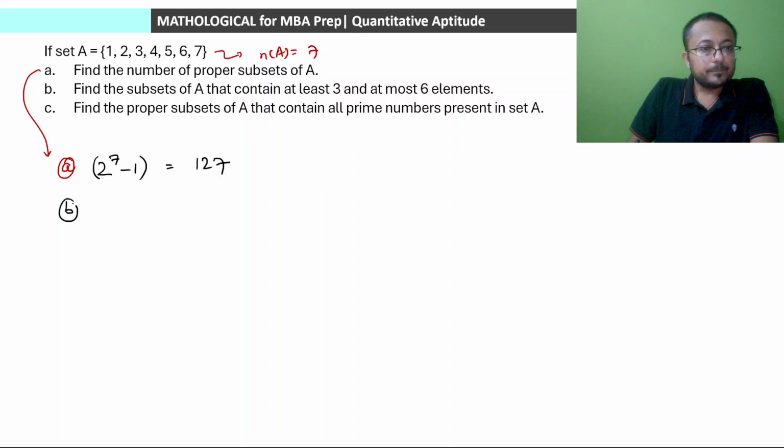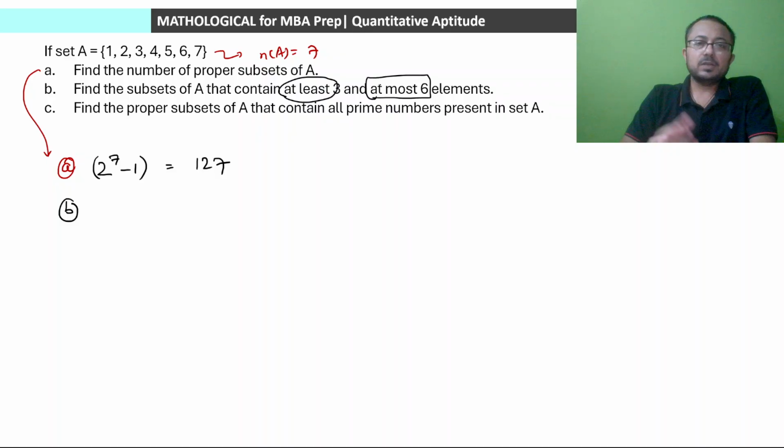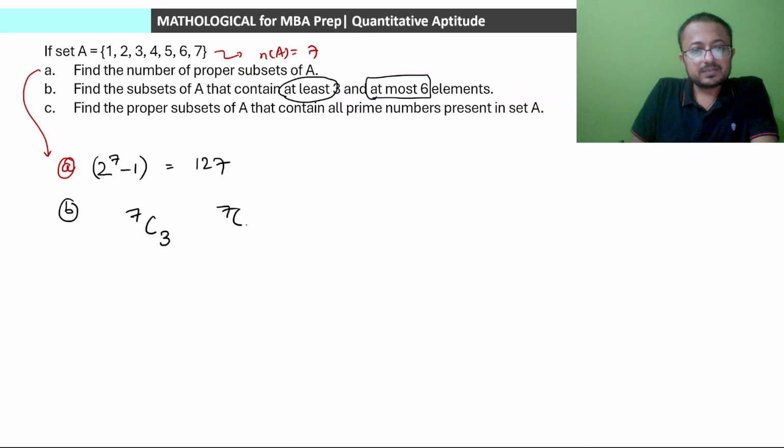Part B: subsets of A that contain at least 3 elements and at most 6 elements. So we have to find the number of subsets of A that contain at least 3 and at most 6 elements. Out of 7, we need at least 3, at most 6. So we can have either 3 elements in 7C3 ways, or 4 elements in 7C4 ways, or 5 elements in 7C5 ways, or 6 elements in 7C6 ways.